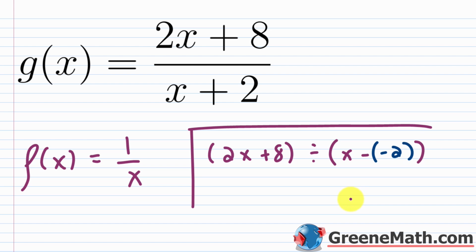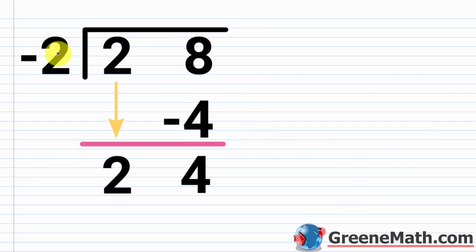Let me switch over the color here for that, so this is clear. And so essentially, you're going to set up your little synthetic division. So put your negative 2 out here, and then your 2 here and your 8 here. Drop down the 2. Negative 2 times 2 is negative 4. 8 plus negative 4 is positive 4. So this right here, again, it's 1 degree less. Well, we were working with a first degree, so 2 would just be the constant. And then this would be the remainder.